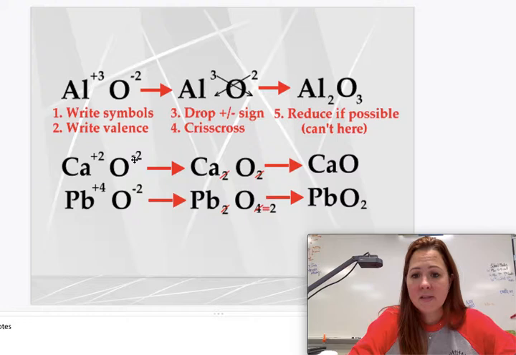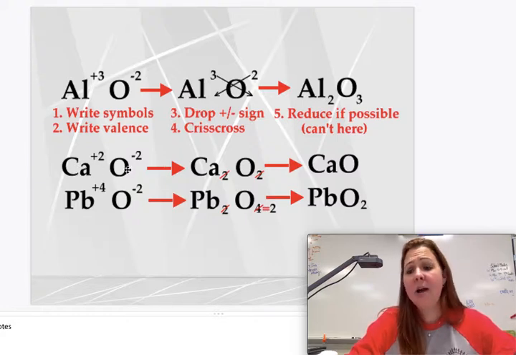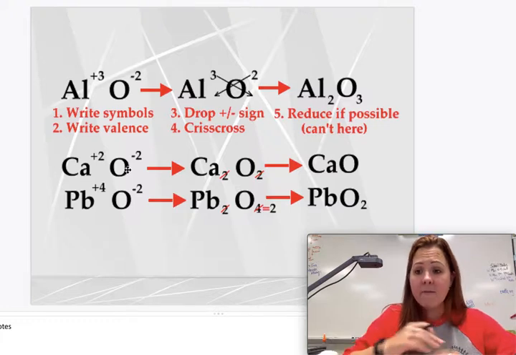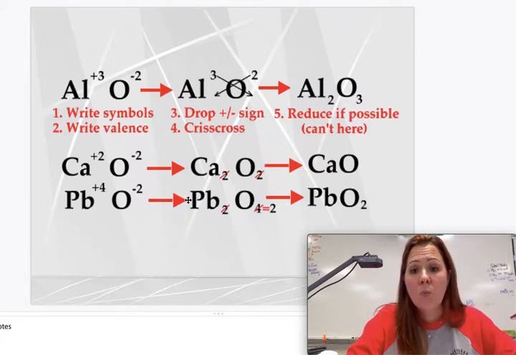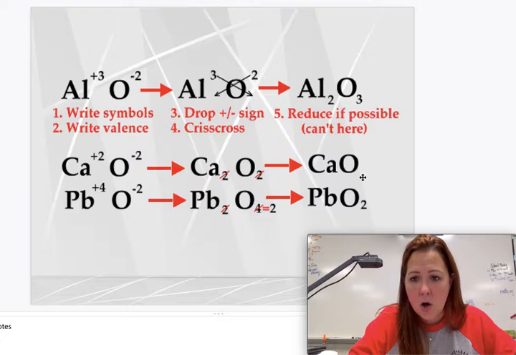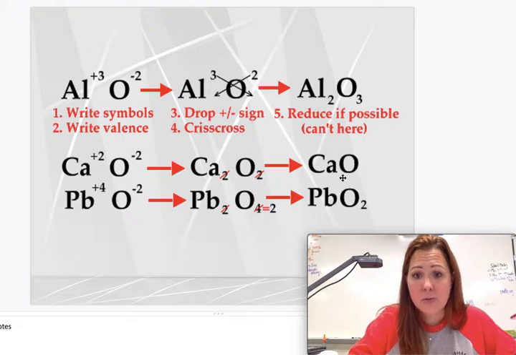Now this is an example of where you had to reduce it down. Calcium and oxygen have the same charge. If they have the same charge, they are canceling out completely. And so when it had a 2 and a 2, we had to simplify it or reduce it. So that just made it CaO. If you wrote it Ca2O2, that would be wrong. You have to simplify it or reduce it down.